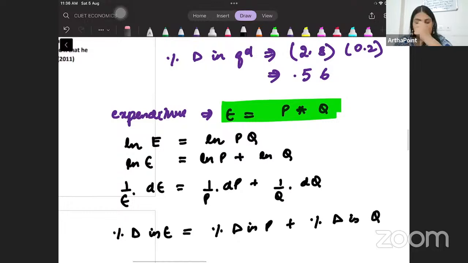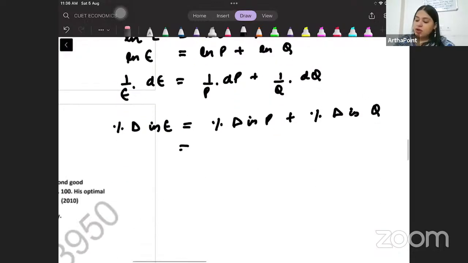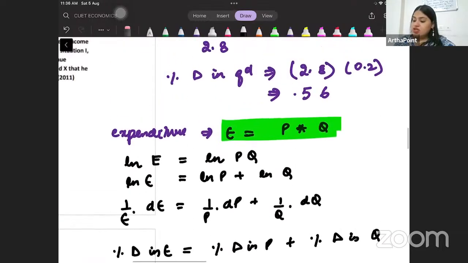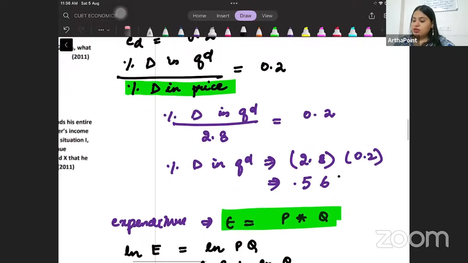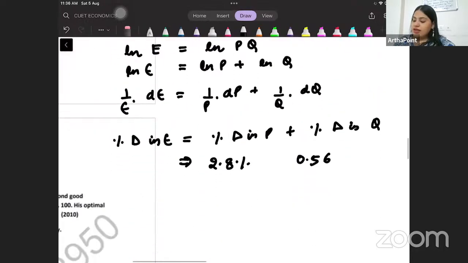change in quantity. Price is changing by 2.8% and quantity is changing by 0.56%. That is what the change in quantity is, right? So ideally, I should be adding the two together. But when I add the two together, I can clearly see that this is none of the options, right? No option matches. If you just add 2.8 plus 0.56, you will not get any of the options, right?